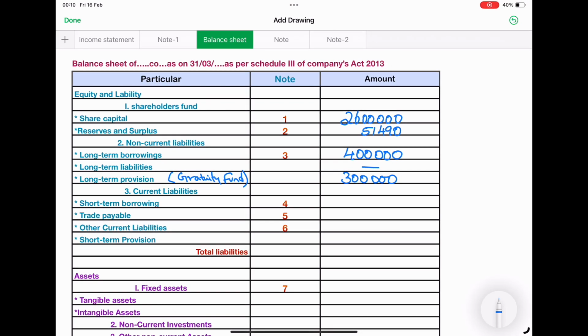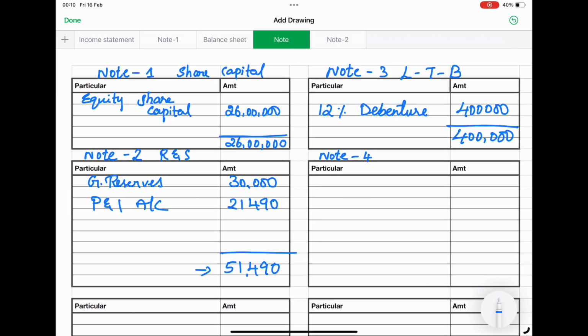So I'll just write note 4 here, short term borrowings, that is bank OD. How much we are having bank overdraft? 2,45,100. So total it is 2,45,100. Okay, next, fifth one, note 5. Trade payables.